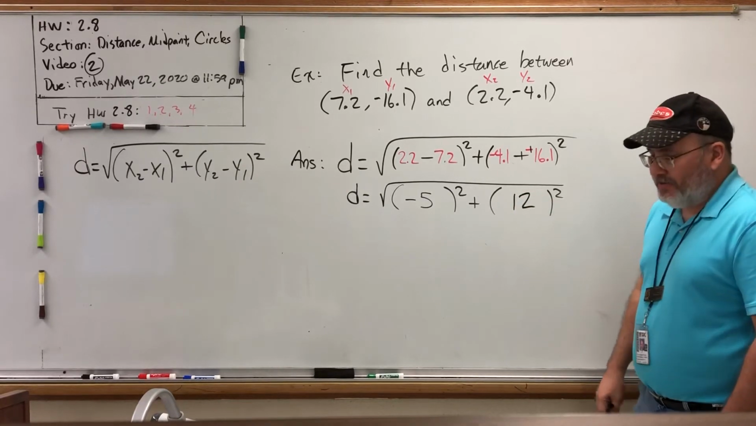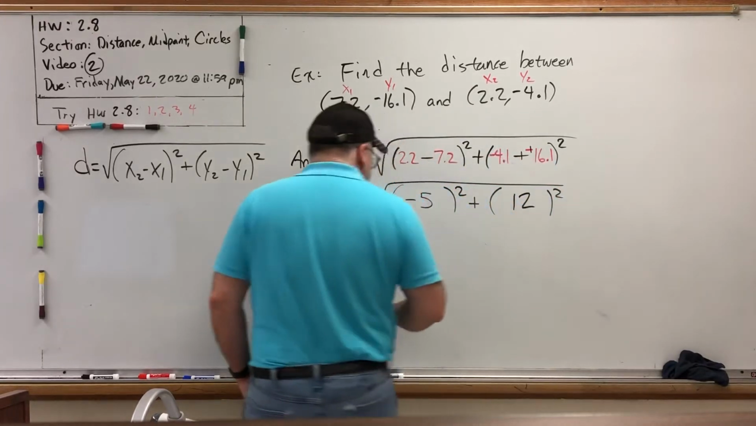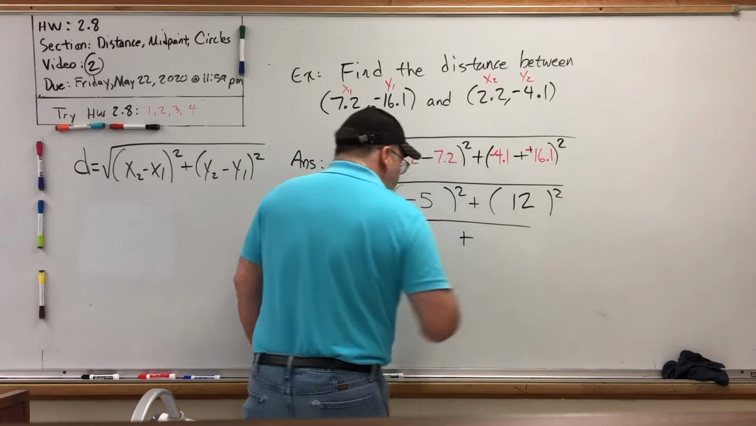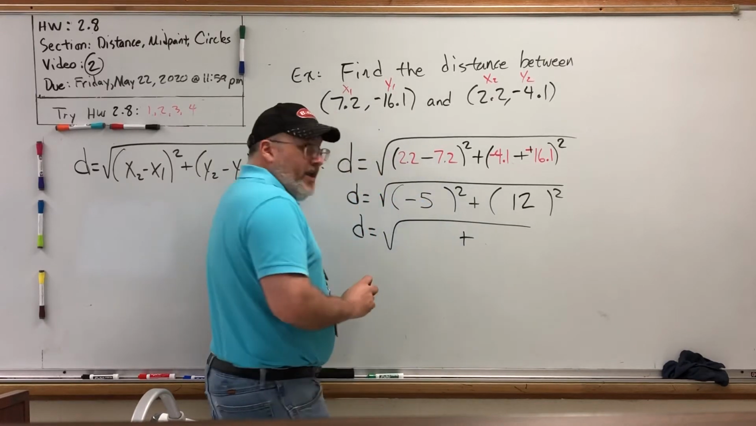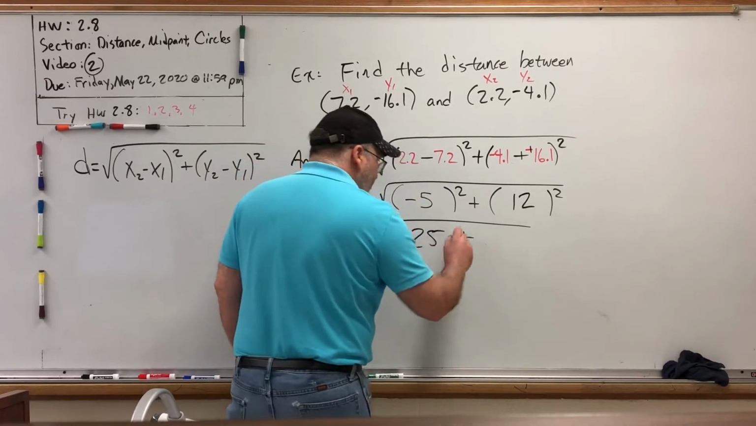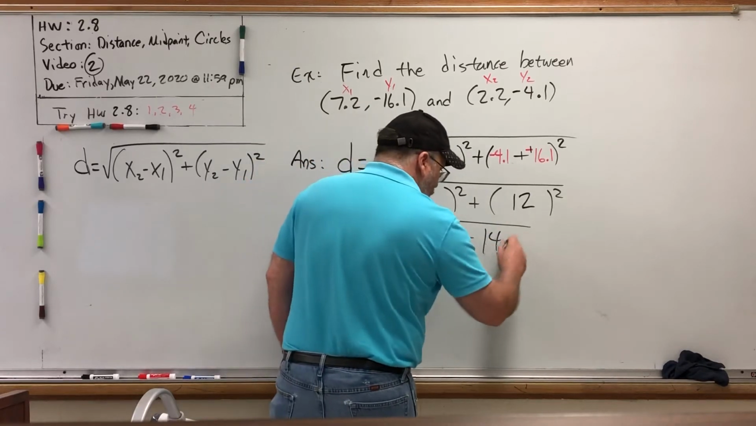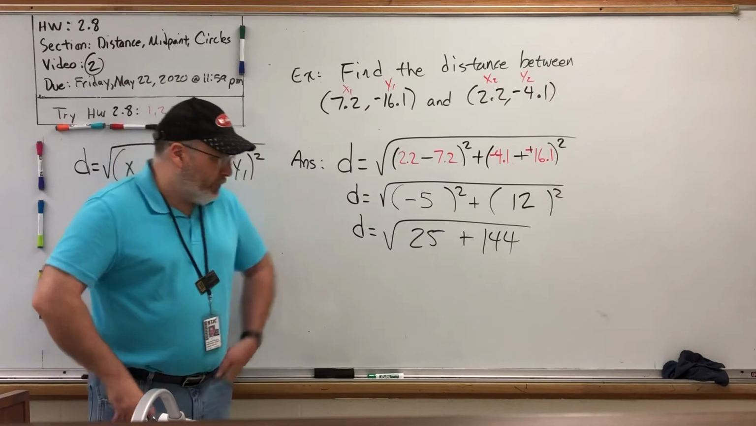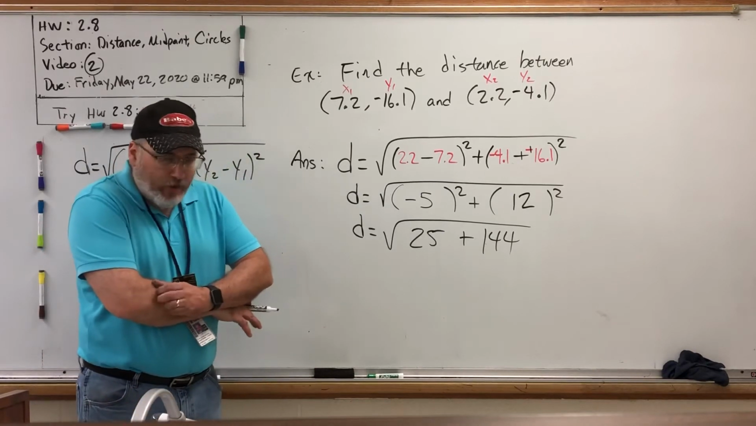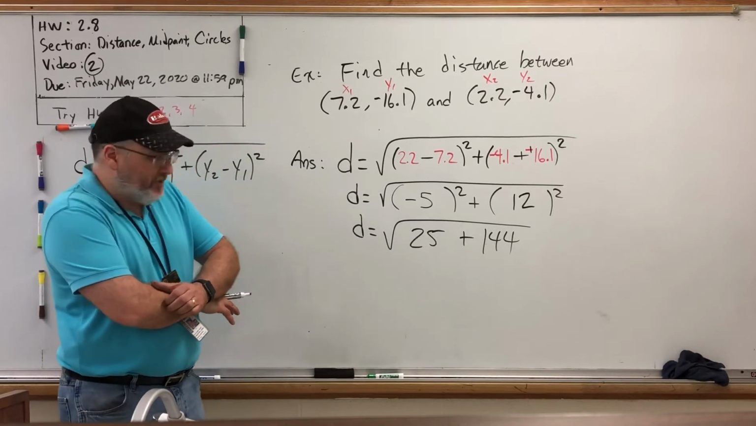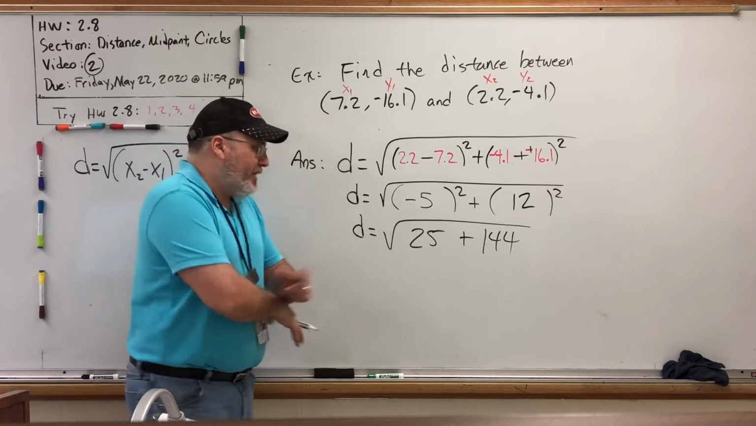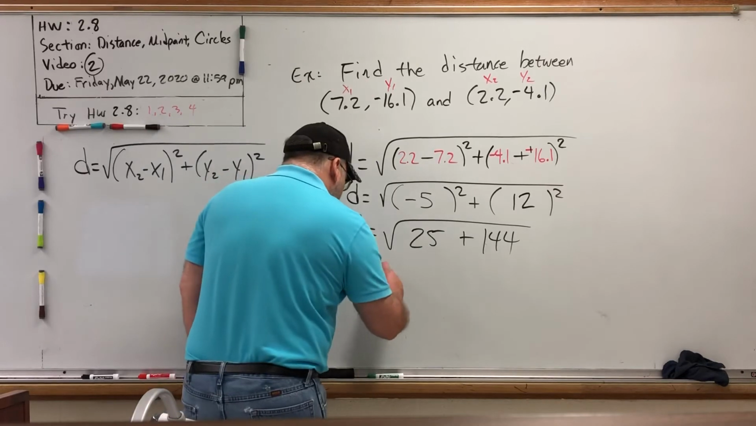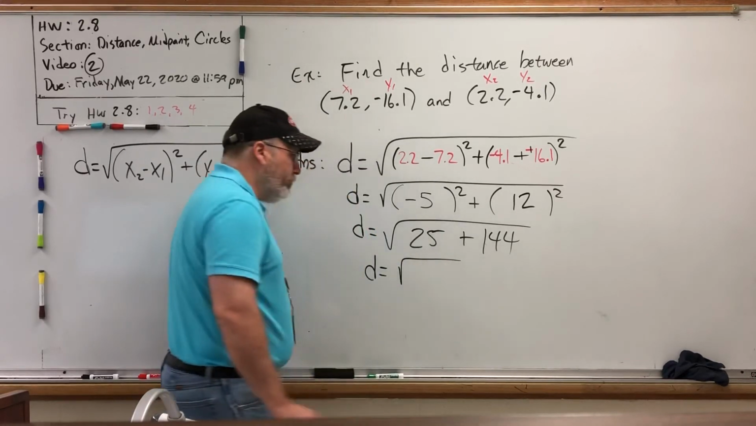You can use a calculator to do that. You don't have to do it mentally. Next move is to square. Negative 5 squared is 25. 12 squared is 144. Now, at this point, you might be tempted to square root both the 25 and the 144. Do not. As I've said multiple times before, you cannot distribute a square root across a plus sign. You must do the addition first if you're going to do the square root.